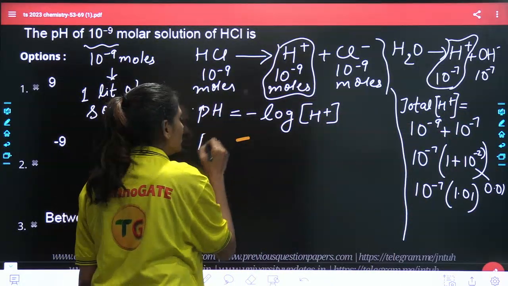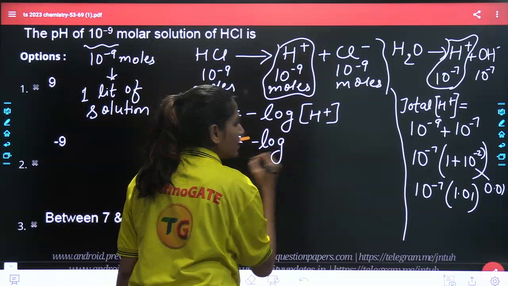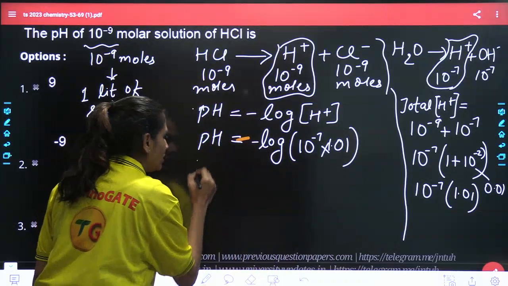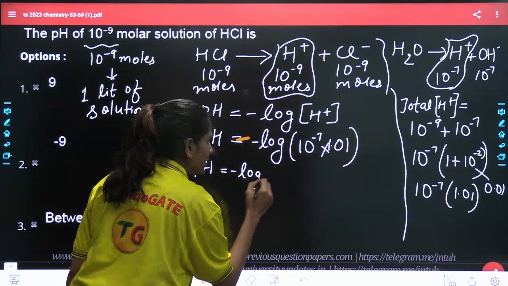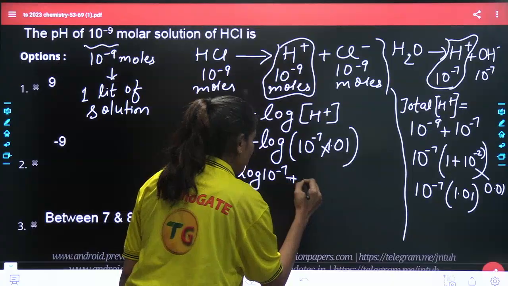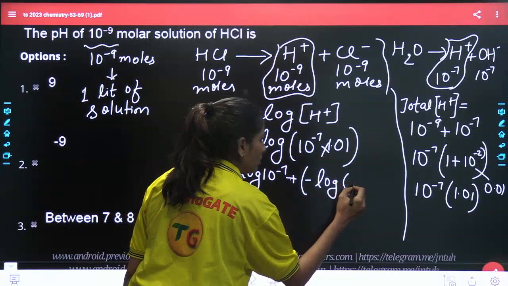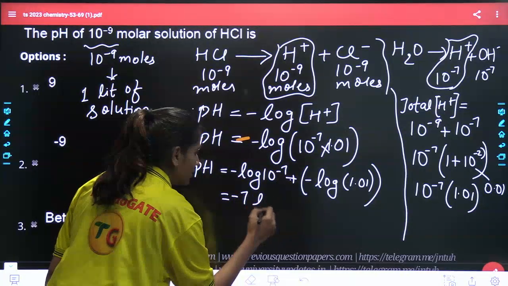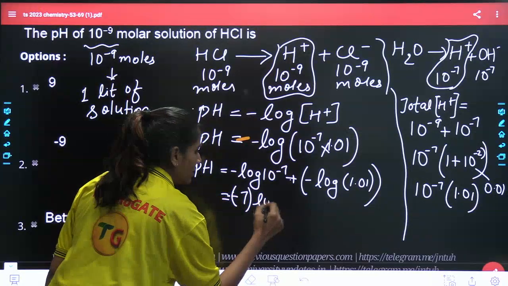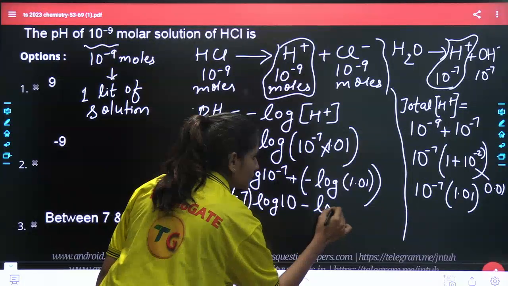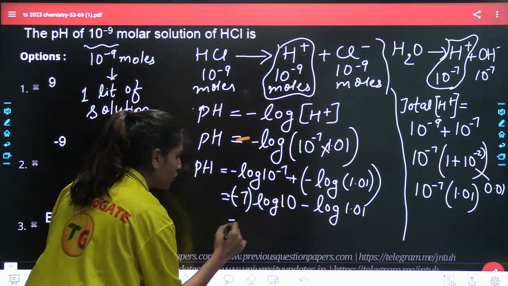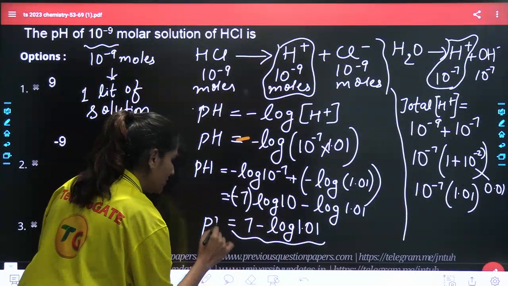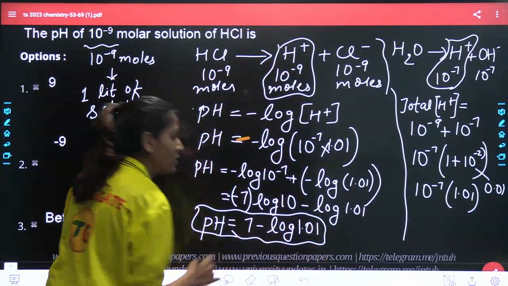Now we will put this value over here. pH is equal to negative log of 10 raised to power minus 7 into 1.01. Now we will solve it. pH is equal to minus log of 10 raised to power minus 7 plus minus log of 1.01. So now this value would come out to be 7, as the negative sign and log to the base 10 cancel, and then minus log of 1.01. From here when we solve it, we get 7 minus log 1.01. So the pH value is somewhat lesser than 7. It is between 6 and 7.